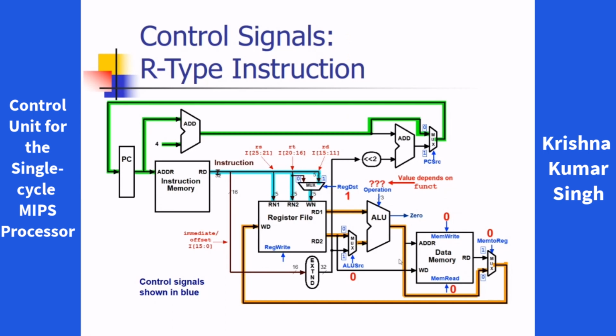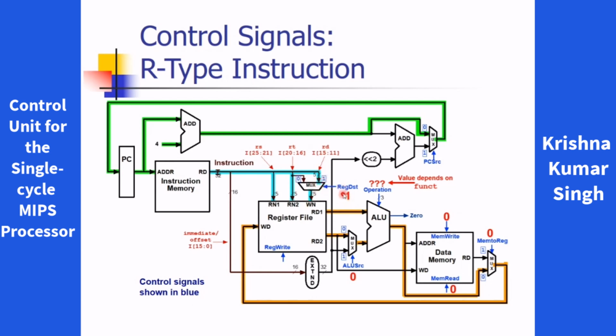OK. So since we are using this field as the destination register in the R-type, we are going to select this input and give it to the write register input. So the register destination should be 1. And since we are going to write the data back inside one of the registers, the one that is mentioned here, the register write signal should be 1.